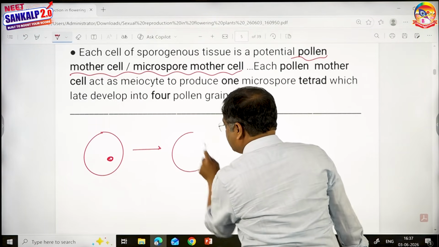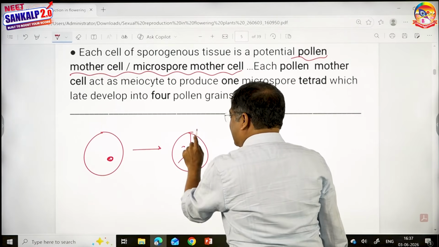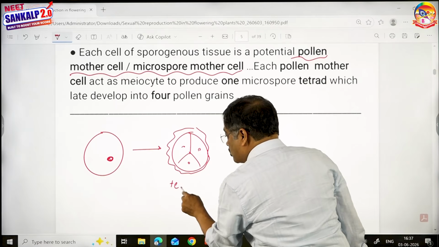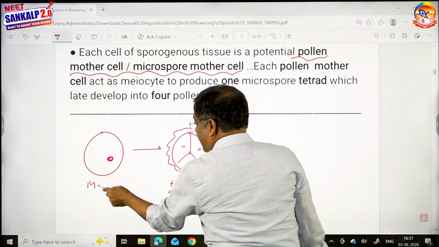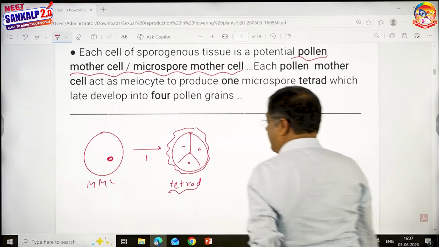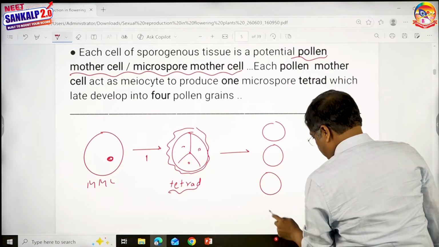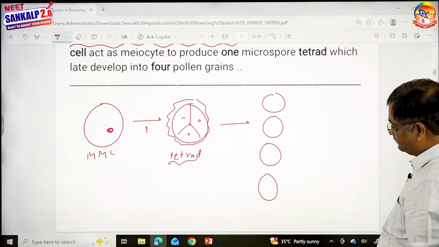It undergoes reduction division. All the 4 microspores are covered by a common callose wall. This is said to be a microspore tetrad. So if they ask you how many tetrads develop from a microspore mother cell, your answer should be 1. Then the common wall dissolves and the 4 microspores get liberated.